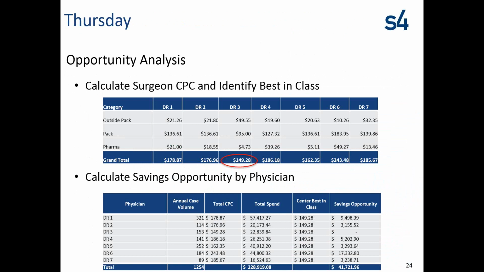Okay, so here's kind of what our opportunity analysis looks like. We've categorized our items. We have the doctors listed in the columns off to the right, and we can start to see where our best-in-class opportunities were. And then we can calculate our savings by surgeon, right?